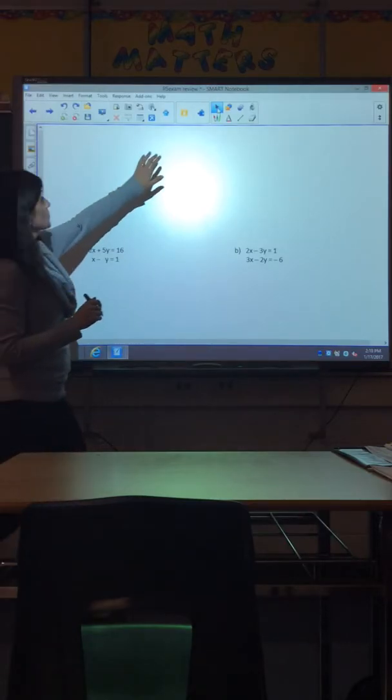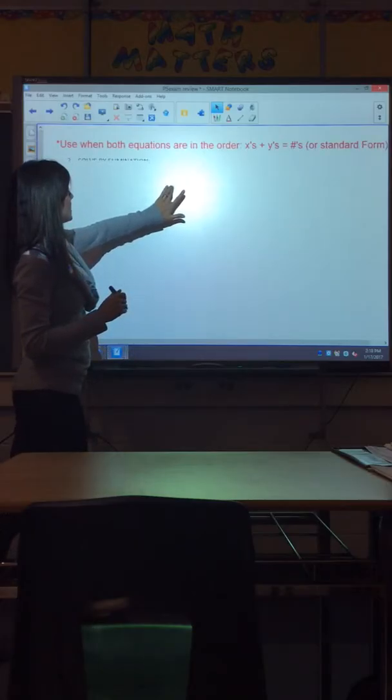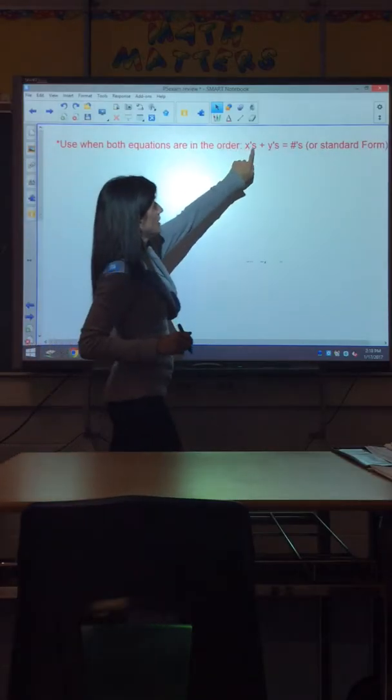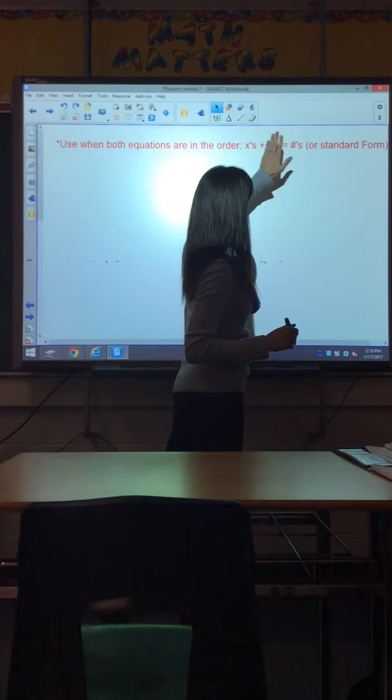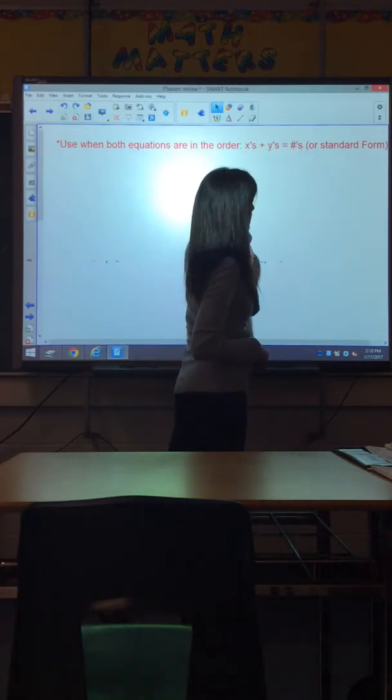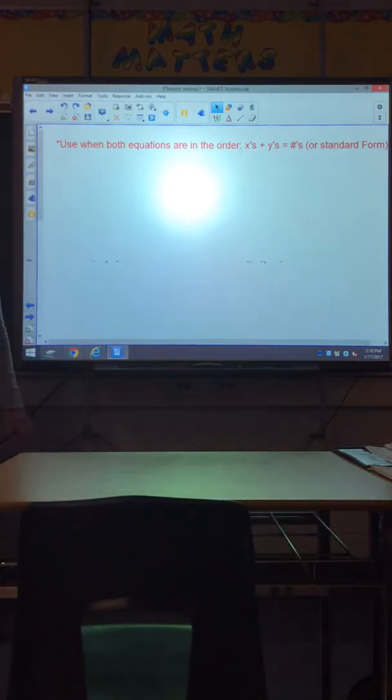So in this case, we're going to write down use elimination when the x's and the y's are together. So usually it'll look like this: x's plus the y's equal the numbers. Or it might be in standard form. And when that's the case, you're going to choose elimination because it's easier to use than to rearrange. Especially when you have a coefficient of x and y for all of the variables that are numbers greater than 1. It's not going to be able to be rearranged without having fractions. So you're going to choose elimination as a better method.